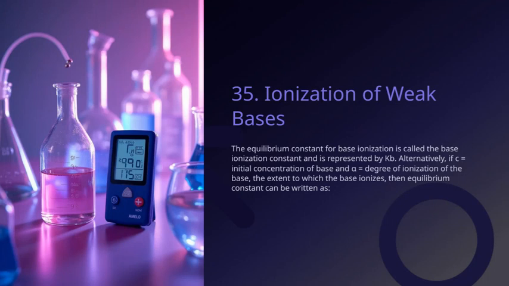Now, let's talk about the equilibrium constant for base ionization, which we call the base ionization constant, or Kb for short. This constant essentially measures how much a base ionizes in solution. If we denote the initial concentration of the base as C and the degree of ionization, that is, how much the base actually ionizes, as alpha, then we can express the equilibrium constant in terms of these parameters. This helps us understand the extent to which the base undergoes ionization at equilibrium.